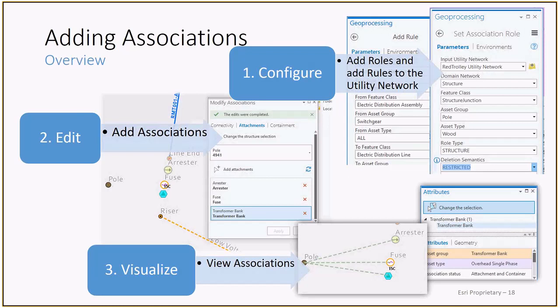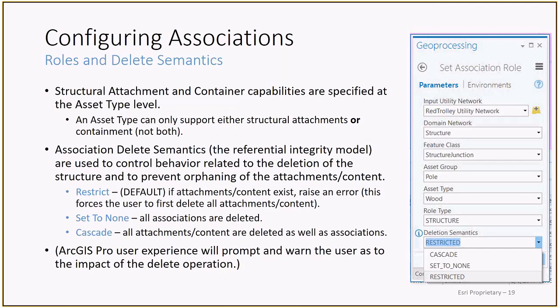So the last bit I'm going to cover is the configuring of these associations. There are two key bits in here. You pick your domain network, you pick your feature class, you pick your asset group, you pick your asset type, because all of these things are defined right down to the asset type. Nothing is defined up at the subtype level like it used to be. It's all one level deeper than that. And then once you pick that asset type, now you can set the role type. Role type is either structure or container or none, if you don't want it to be anything anymore. And then you also have to pick your deletion semantics.